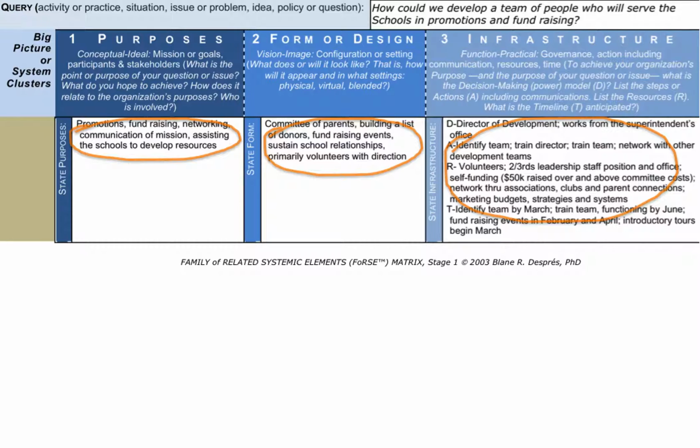Under actions, there's a general list of action items, but specifics need to be included here. How do we identify the team? What steps are required or desired? How will the team be trained, and by whom? Who will do the networking, and how? How will the director be chosen, by whom, and when? How will funding be organized and managed, and by whom?